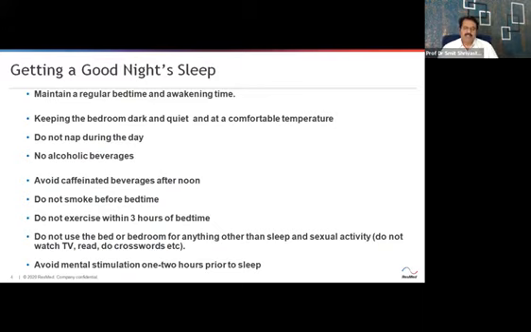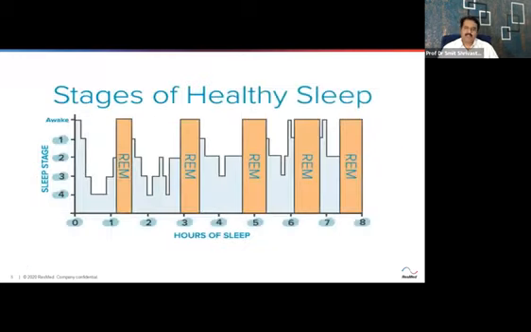One should not exercise within 3 hours of bedtime, because again that reverses the serotonin levels, and therefore we find it difficult to sleep. And the bed and the bedroom should be away from TV or any mental stimulus which can hamper our sleep.